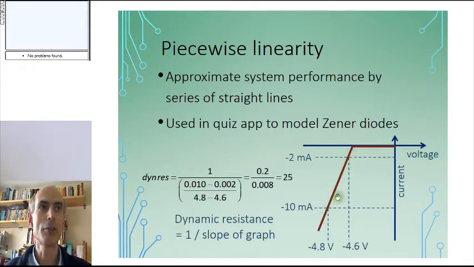If you know the gradient of the line, then all you need is one fixed point on the line in order to uniquely characterize the behavior of the diode in this region. And the diodes will be specified as having a breakdown voltage at a particular current, and that gives you your one fixed point.